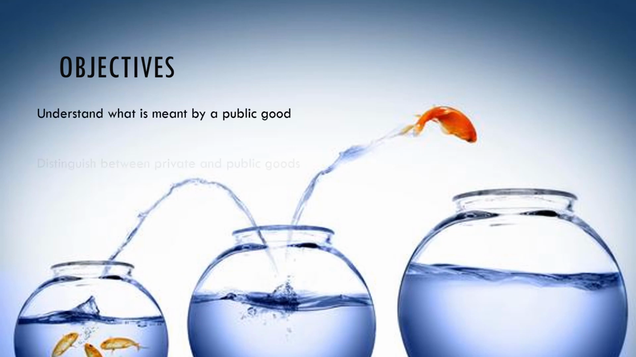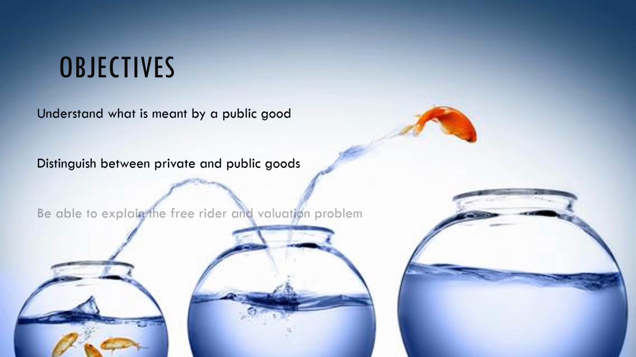So in this video, we've looked at what is meant by a public good, the difference between private and public goods, and the free rider and valuation problem that lead to market failure.